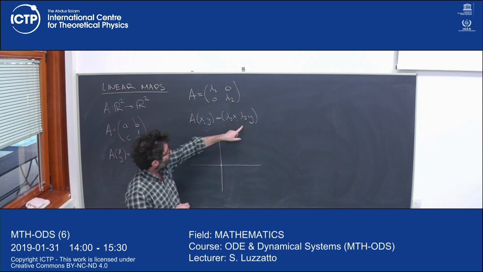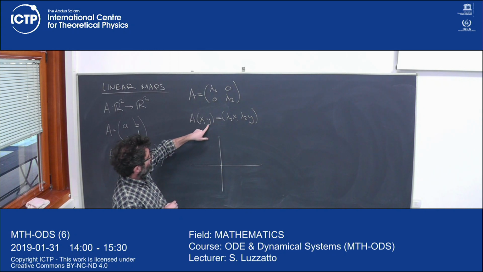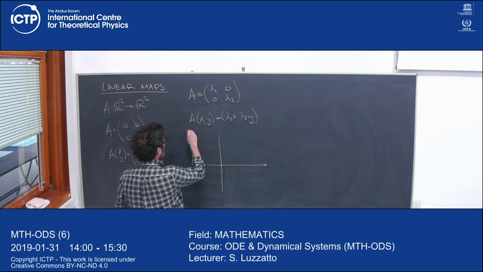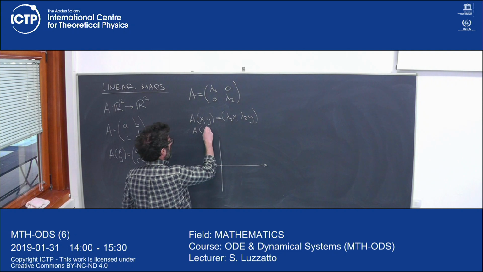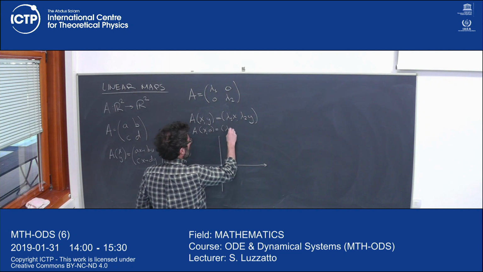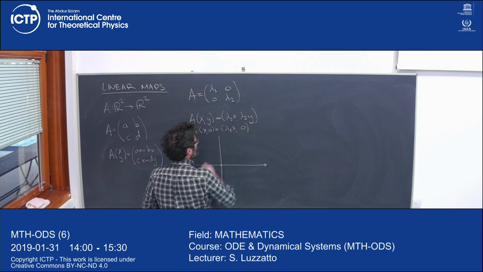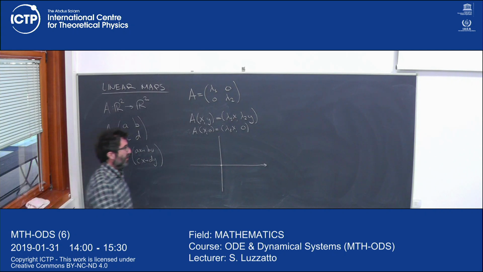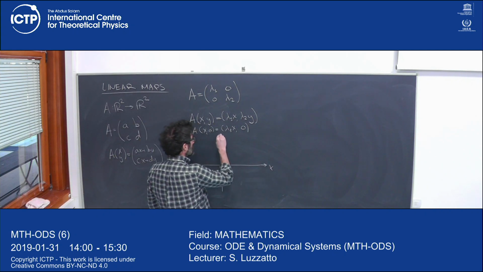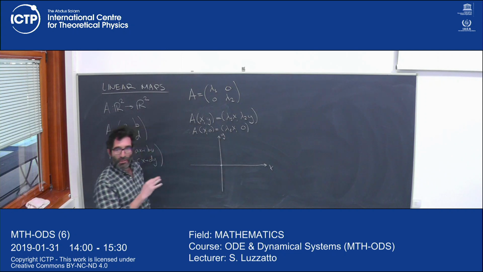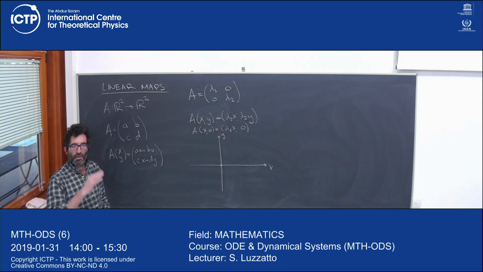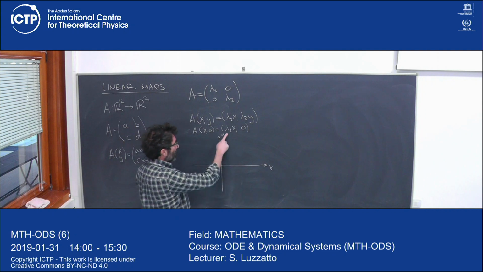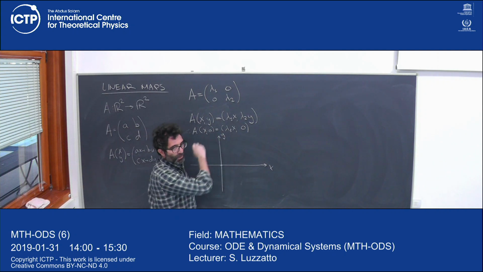So if you take y equals 0, which is the x-axis, then A of (x0, 0) is equal to (lambda 1 x0, 0). This means that the x-axis is invariant. It maps to itself. The y-axis is also invariant. This is the x-axis, this is the y-axis. So initially in our study, we can just look at the dynamics on each axis. And the dynamics is just the linear dynamics that depends on lambda 1, right?